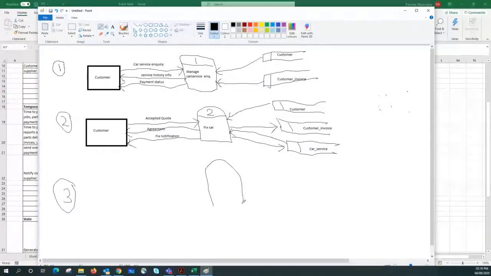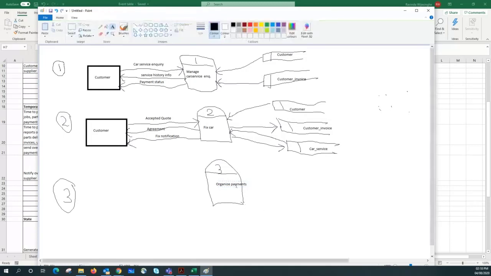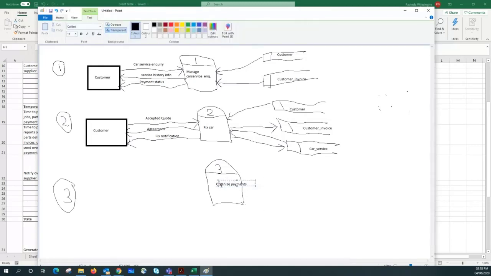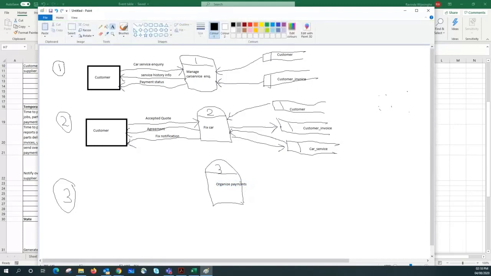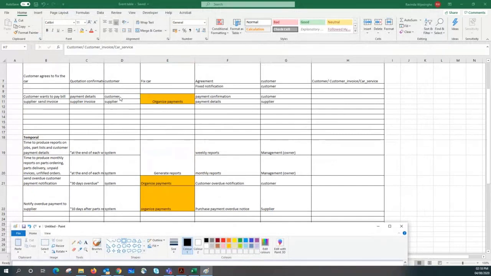Let me draw the process first. Process 3, organize payment. Right now, the organize payment. How many external agents do I need? Let's go through this. Here you can see there are 2 external agents, right? Customer and the supplier.